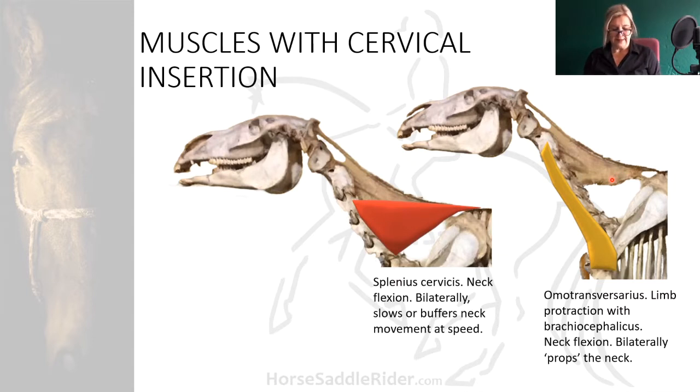Splenius cervicis, and recall that it has a separate portion which attaches to the atlas called splenius atlantis. It has its origins on the nuchal ligament in the wither region and insertions on the third, fourth and fifth cervical vertebrae. It acts to moderate or buffer or slow or even coordinate head movement when the body is in motion and the neck, which is suspended in mid-air, requires stabilization.